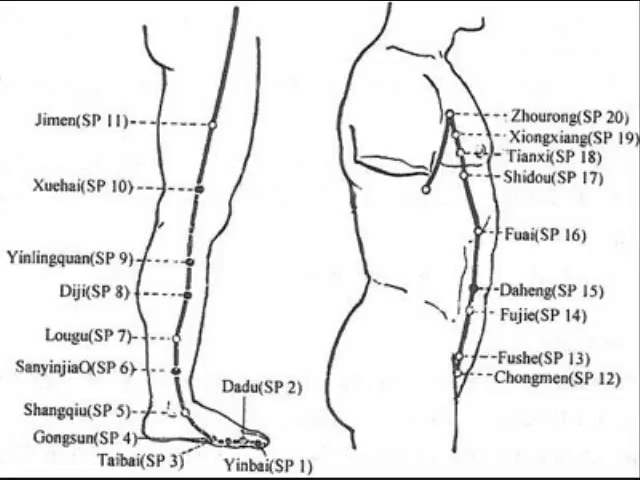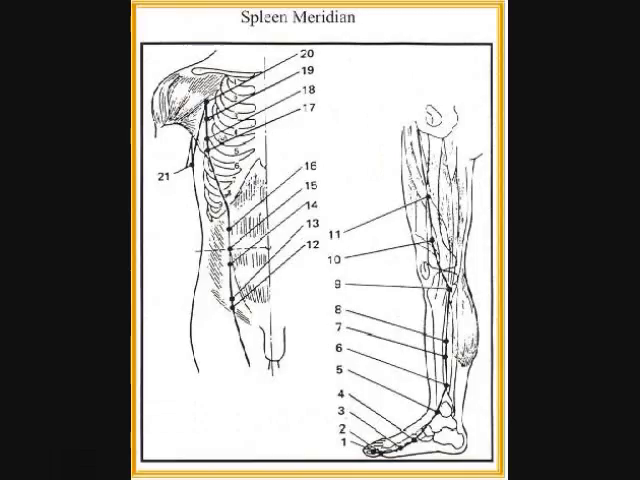Spleen 5. Midway between the tuberosity of the navicular bone and the tip of the medial malleolus. Spleen 6. 3 cun directly above the tip of the medial malleolus on the posterior border of the medial aspect of the tibia.